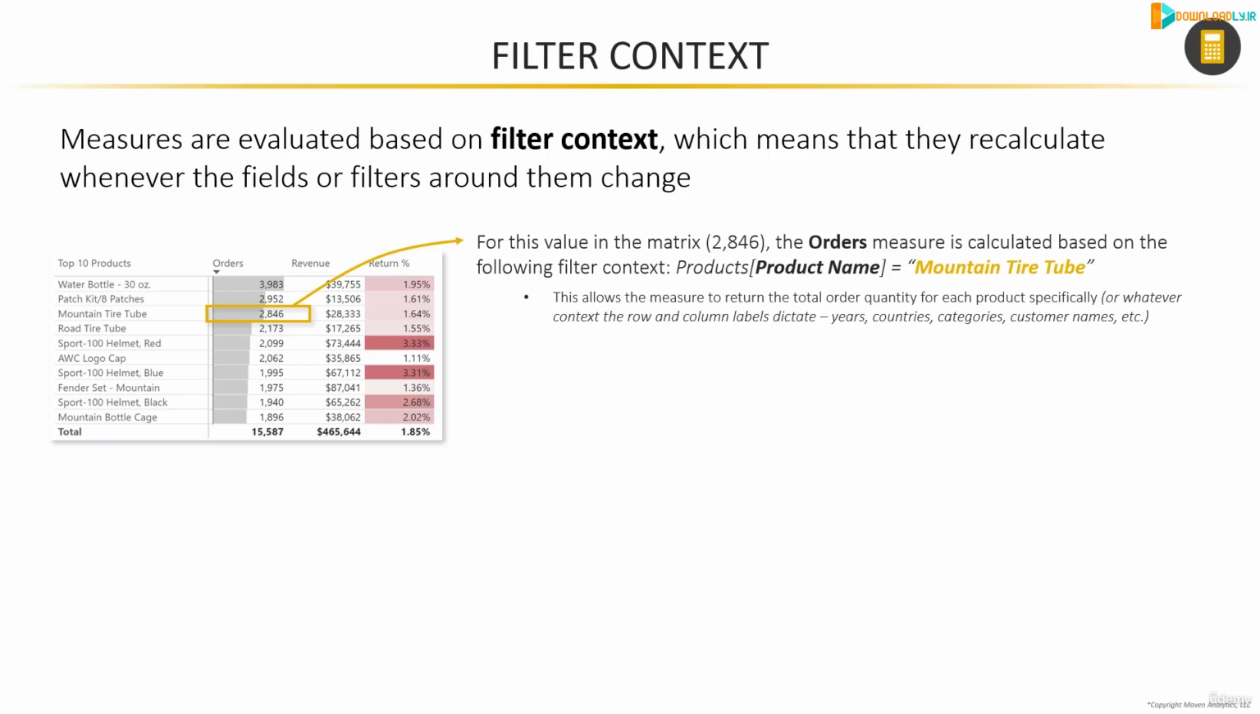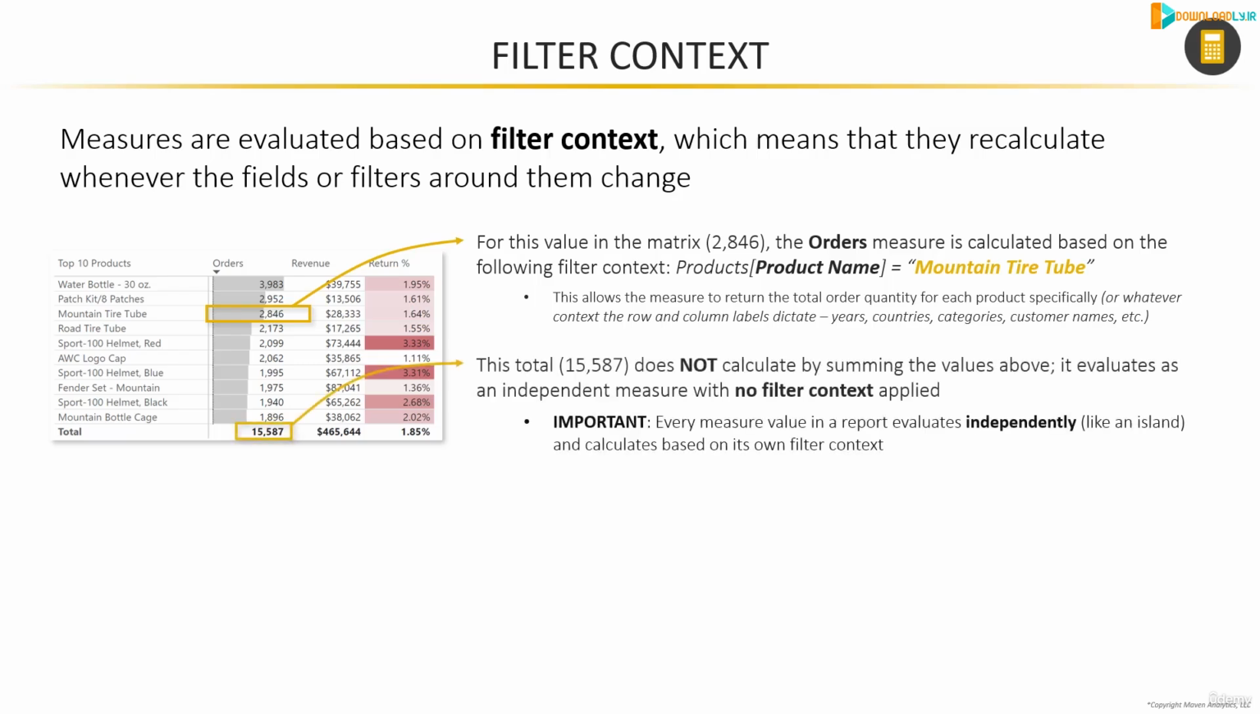So this is pretty intuitive on the surface. This allows the measure, this total orders measure, to return our order quantity for each product specifically, or whatever the matrix row and column label dictates. So this could be years, it could be countries, product categories, customer name, any other column or dimension that you could add in here.